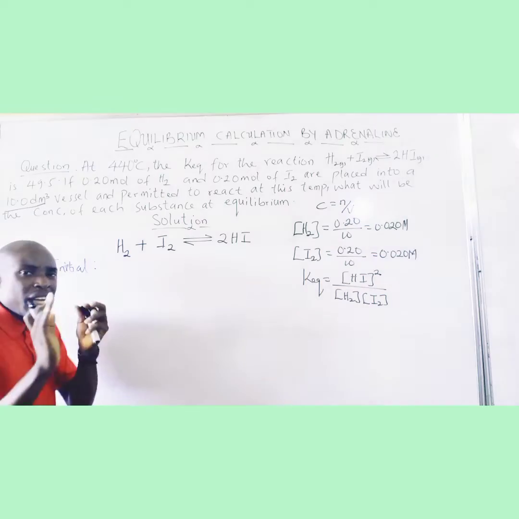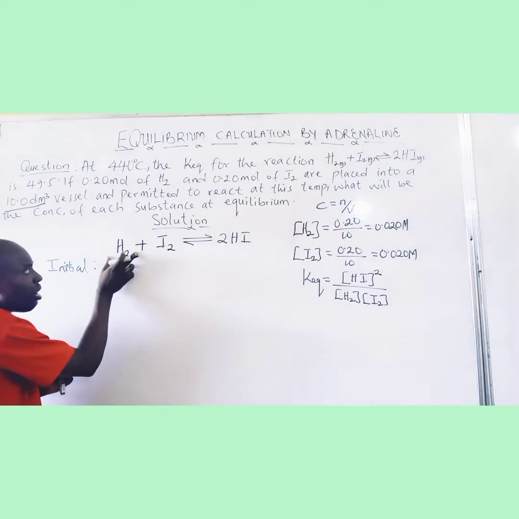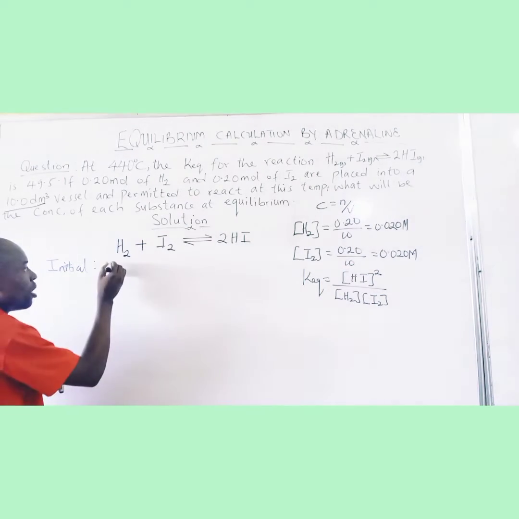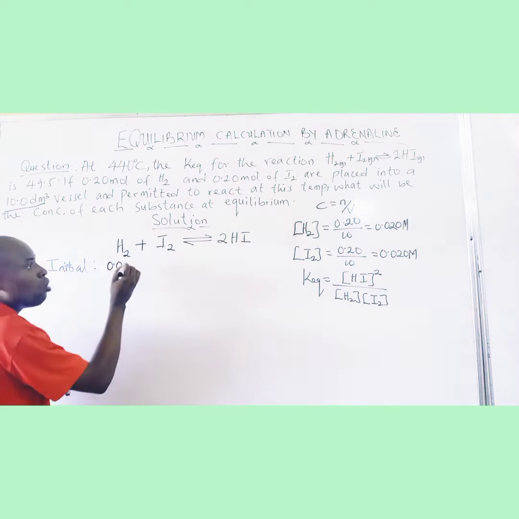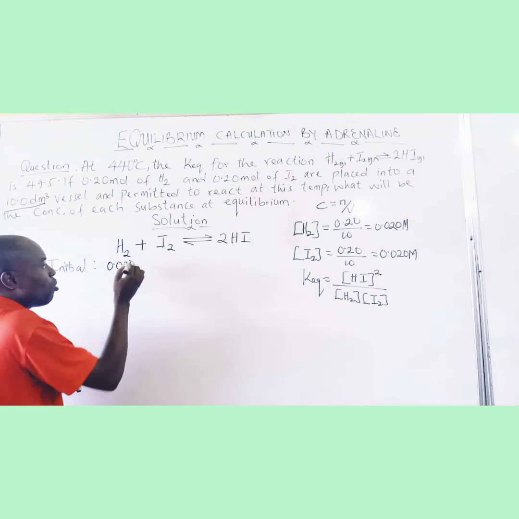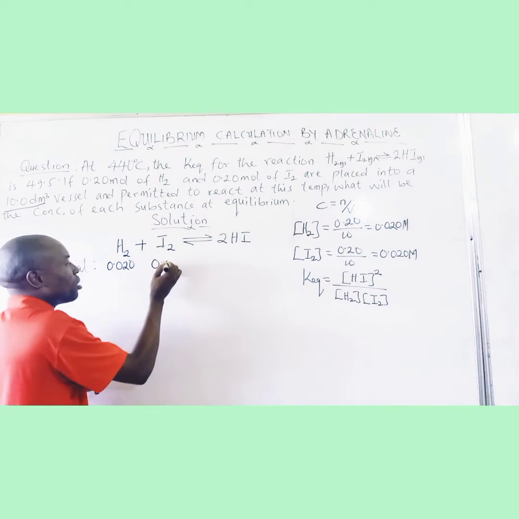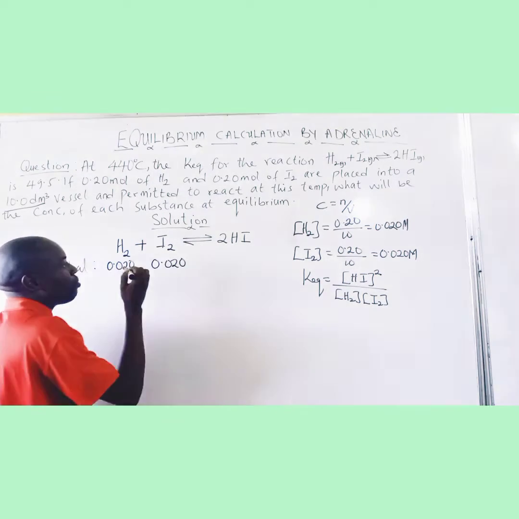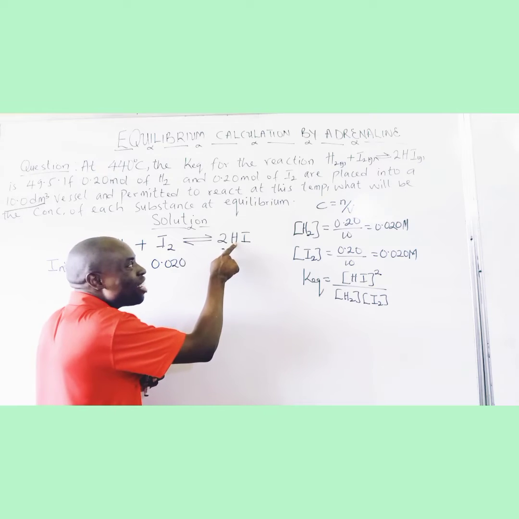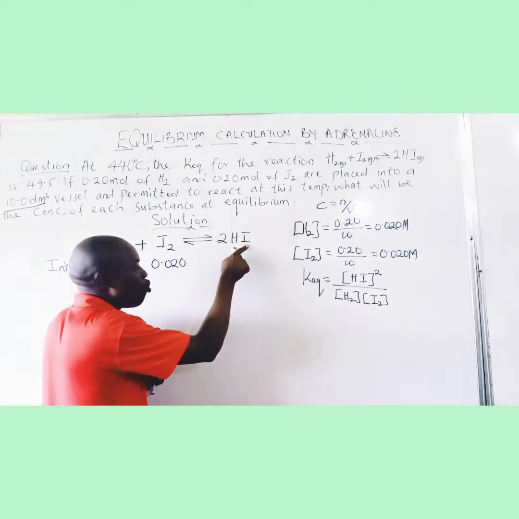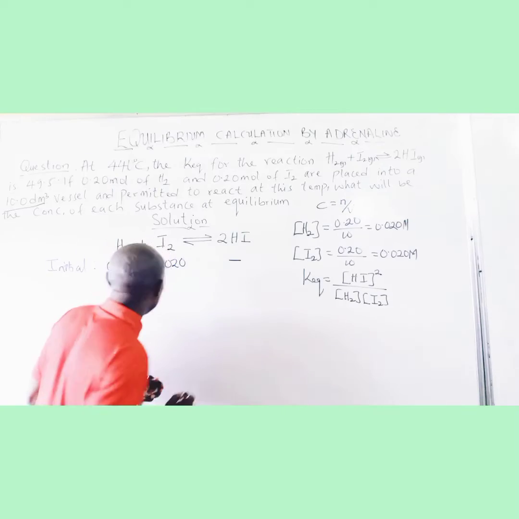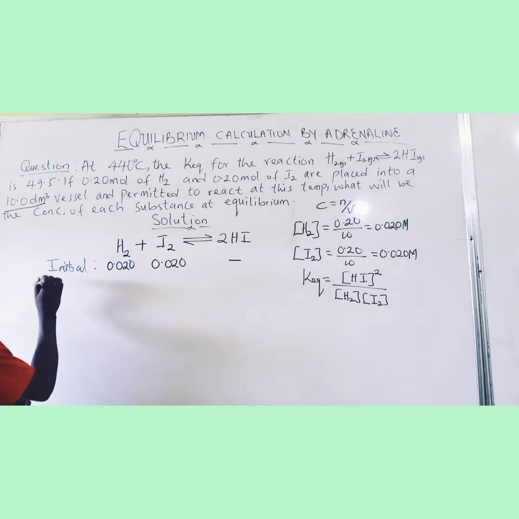We were given the concentration of hydrogen from the initial, which was 0.020, the iodine 0.020, but the hydrogen iodide you weren't given at all, so it becomes a dash. I will move straight down to the change.